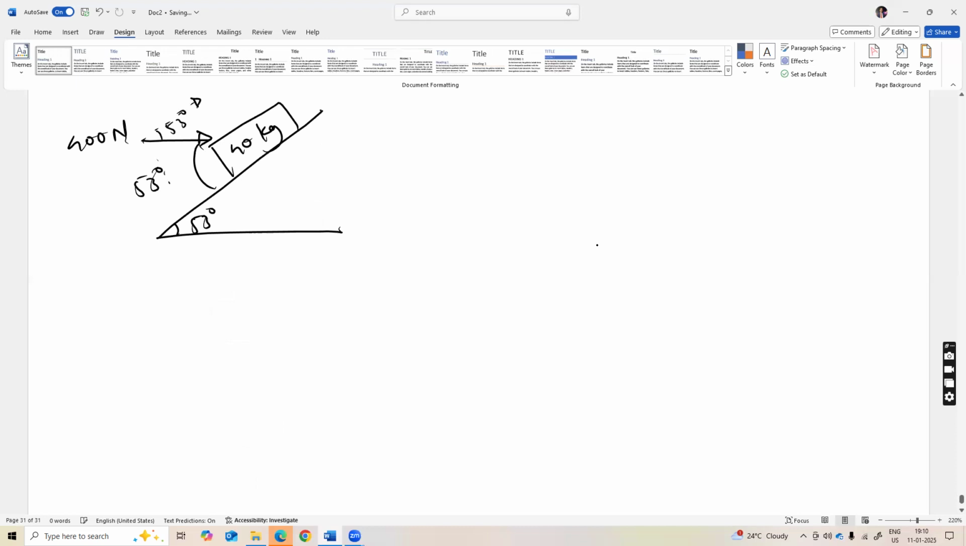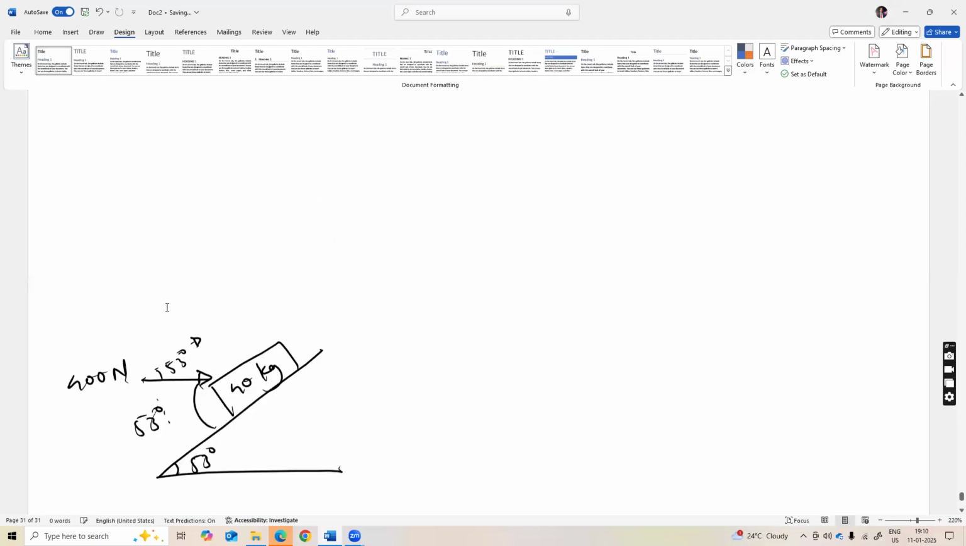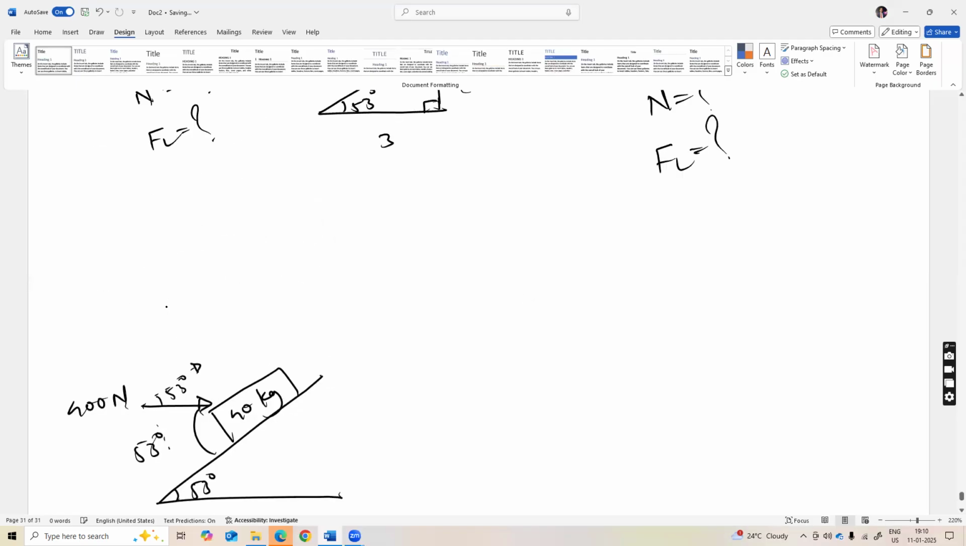Okay. So the normal force that will act, it will be 400 sine 53. Means the component of MA in vertical direction is basically 400 sine 53. So it is equal to basically 0.8 into 400, which is 320 Newton. Okay, and there is mg acting in downward direction, which is 400 Newton.